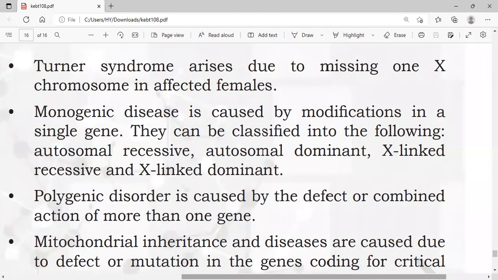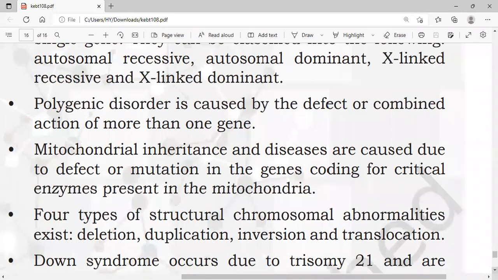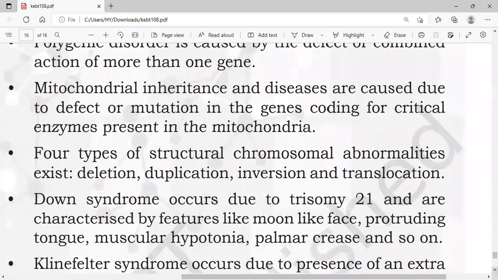मोनोजेनिक डिफेक्ट्स होते हैं सिंगल जीन के मॉडिफिकेशन की वजह से. Can be classified into autosomal recessive, autosomal dominant, X-linked recessive, X-linked dominant. पॉलीजेनिक डिसऑर्डर्स कॉज्ड होते हैं डिफेक्ट इन कॉमन, मोर देन कंबाइंड एक्शन ऑफ मोर देन वन जीन. इनको क्रोमोसोमल डिफेक्ट. माइटोकॉन्ड्रियल इनहेरिटेंस डिजीज कॉज होती है ड्यू टू डिफेक्ट ऑफ म्यूटेशन इन द जीन्स कोडिंग फॉर क्रिटिकल एंजाइम प्रेजेंट इन द माइटोकॉन्ड्रिया.